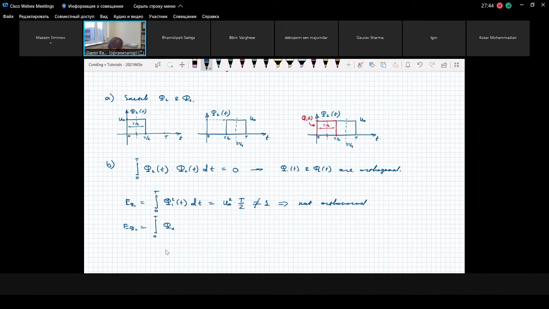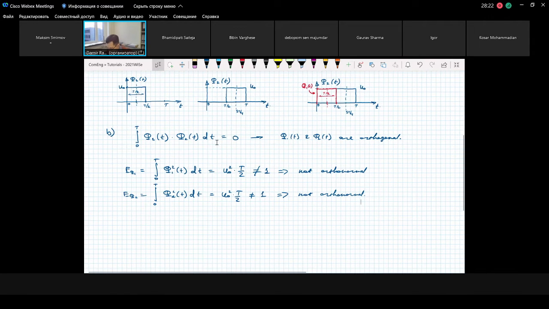Something similar we can do for the second pulse shape function. We calculate energy, and it will be U0 squared times T over 2. Again, it doesn't equal 1, so it's also not orthonormal. If they are not orthonormal but are orthogonal, we just need to normalize each pulse shape function in order to get the basis function. Let's do it.